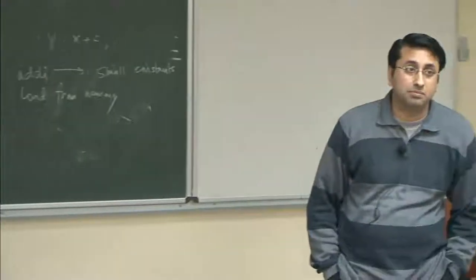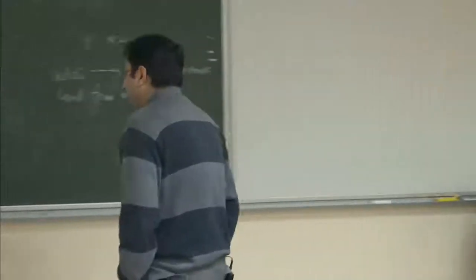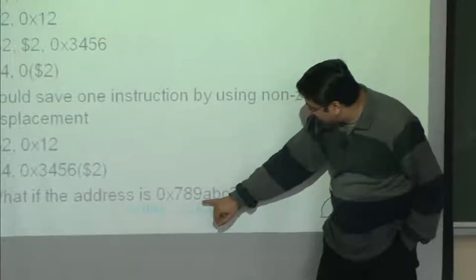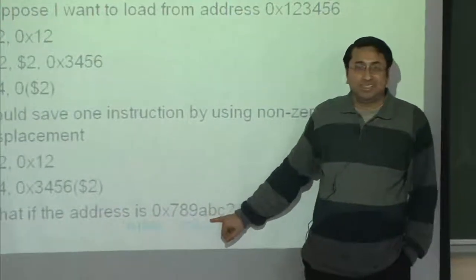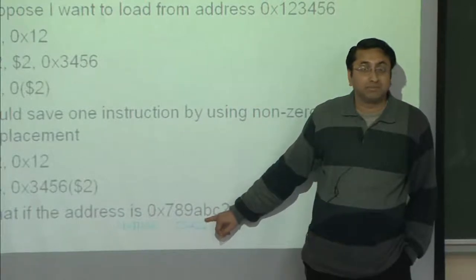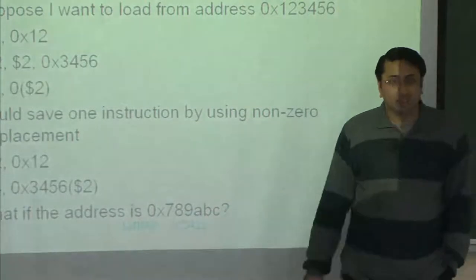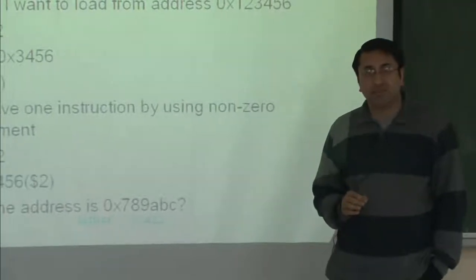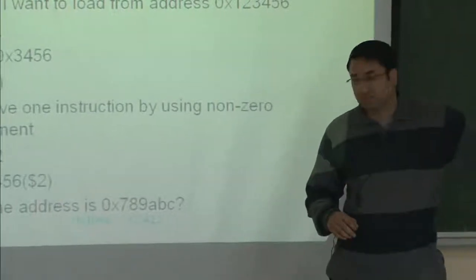So what is the problem? Yes? So 9ABC will be sign extended. Okay, thank you. Somebody is paying attention, that's pretty clear. So what is the MSB of 9ABC, the most significant bit? One. Remember that displacement is going to be sign extended. So when you sign extend 9ABC, it will fill up with all ones.